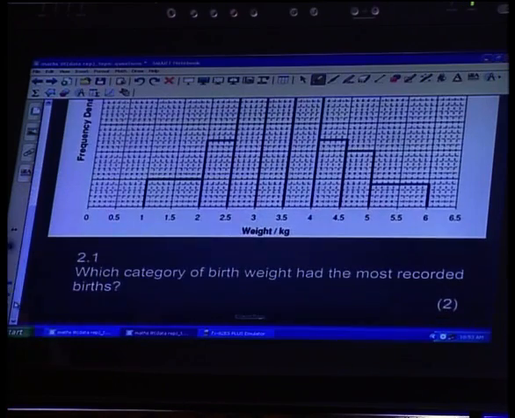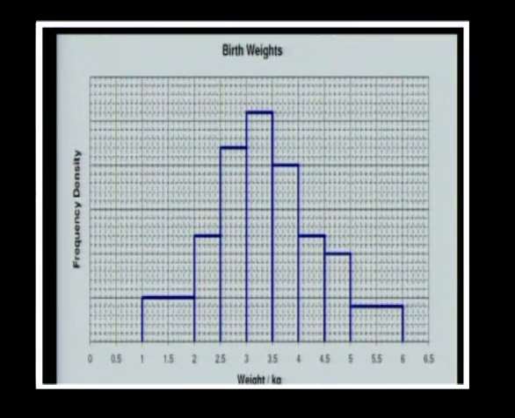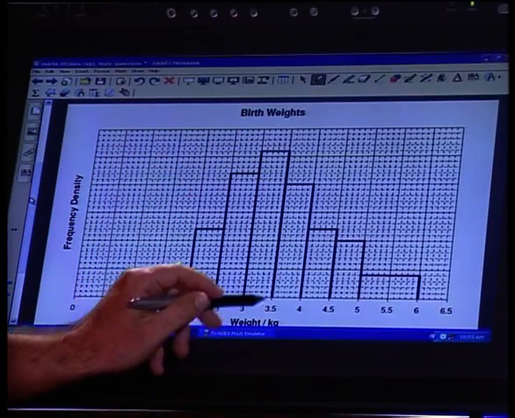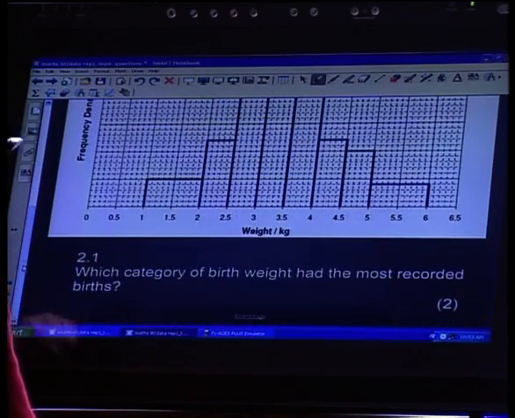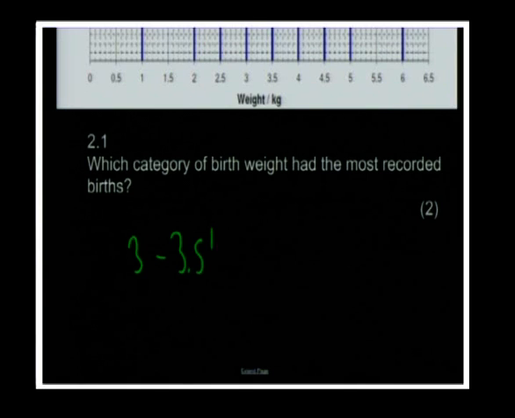Back to our question, it says which category had the most recorded births? Well, the tallest bar that we have is this one over here, and that represents the category from 3 kilograms up to 3.5 kilograms. So we're going to fill that in as our answer: 3 to 3.5 kilograms. Again, remember to put in units when you're writing answers. Don't just write 3 to 3.5, because we have some units given there, and we need to show that we understand where we got those from on the chart.